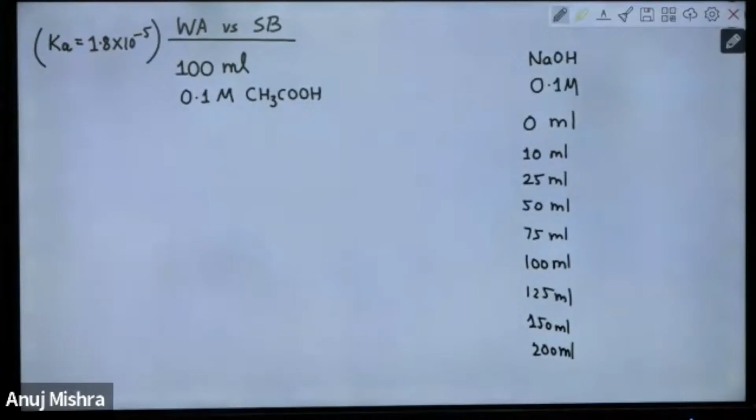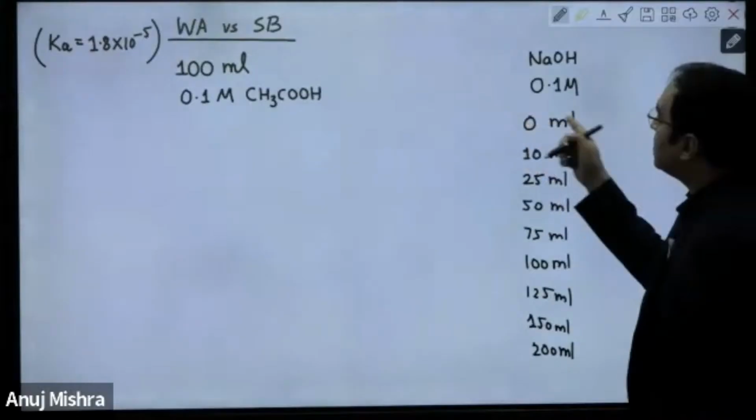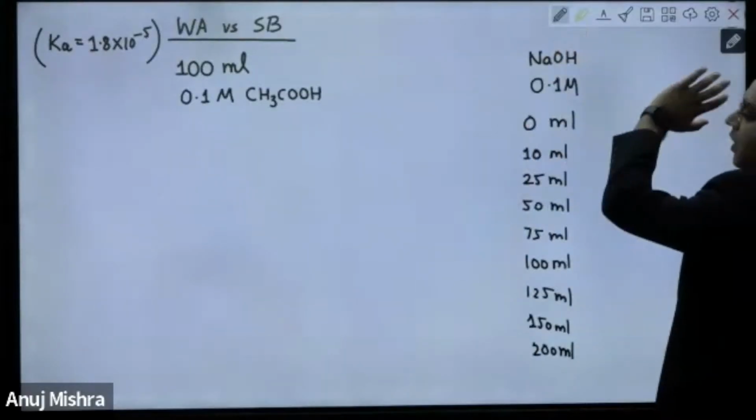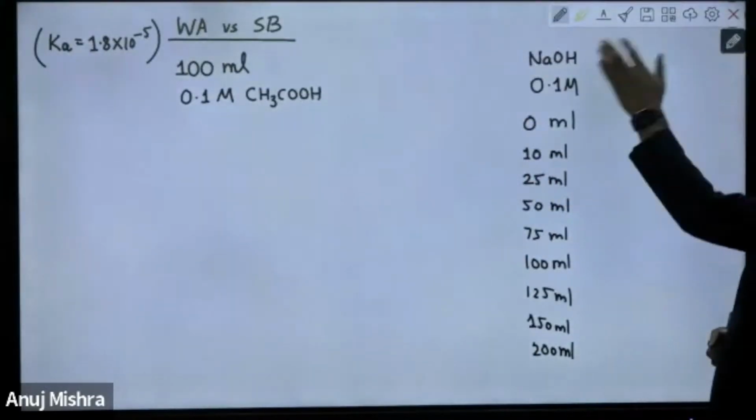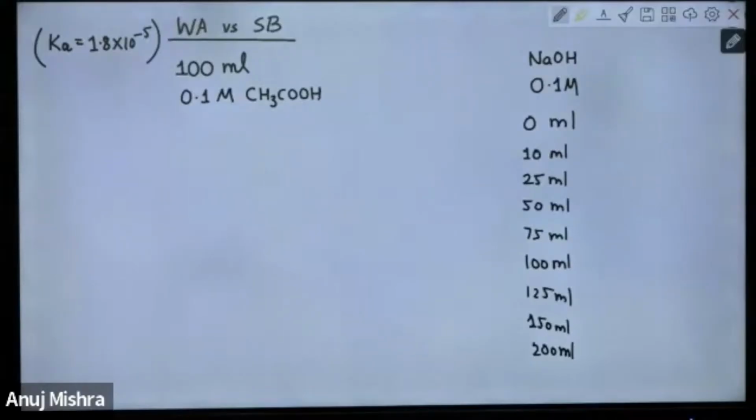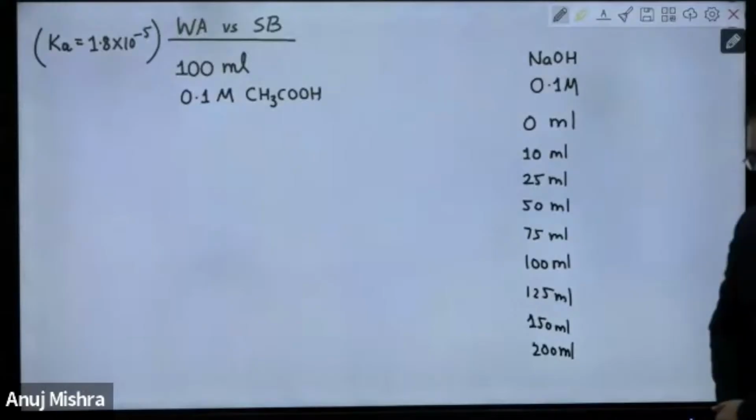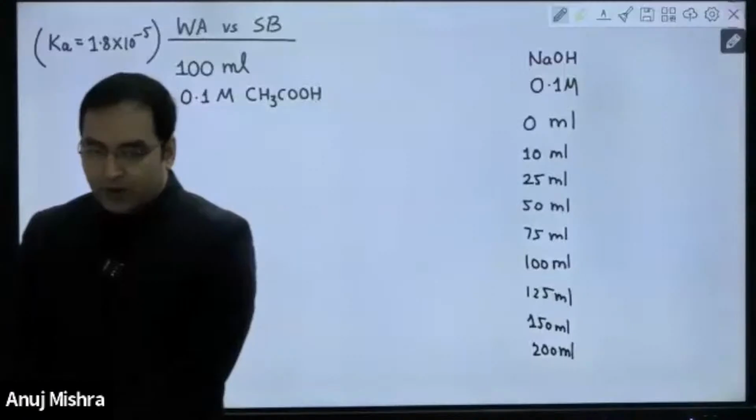Okay. But anyways, these things will not be required later, but at least for 0 ml it is needed. So can I say for 0 ml there is no sodium hydroxide, it's only acetic acid? How many of you can give me the answer for the first case? Arjun, what's the answer? What is H plus of 0.1 molar acetic acid? Are you asking for 0 ml or in general? Yeah, 0 ml, I'm asking.